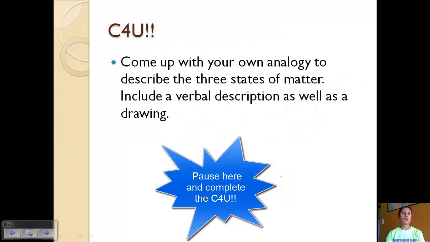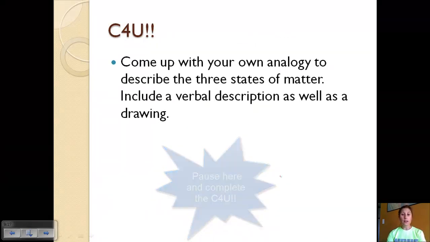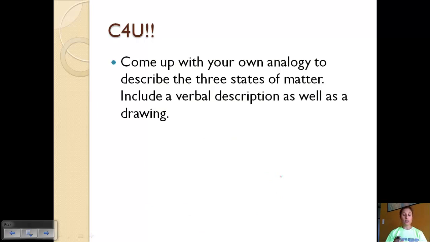Okay, so here's our first check for understanding. Come up with your own analogy to describe the 3 states of matter. Remember, an analogy just has the same function, but is a different object. So, for example, if I was talking about the cell, I would say the nucleus of a cell controls the cell, and the analogy to that would be the principal's office controlling a school. Include a verbal description of your analogy as well as a drawing.